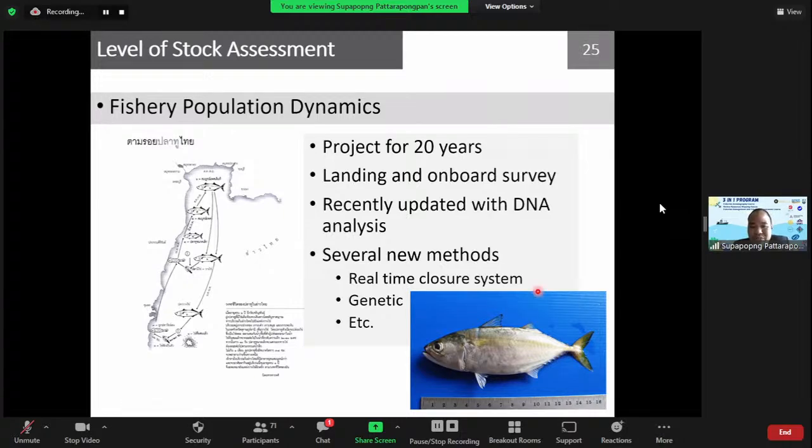This project was conducted for 20 years, and they did both landing and onboard surveys. And here, they also even got the DNA information and several new methods, for example, like the real-time closure system, which one of my Japanese friends used to work with in this kind of project. Also the genetic and some small stock assessment and population dynamics here. So basically now we have very large information on this mackerel in Southeast Asia, and we are really happy to share with other countries to try to conduct a similar project as here.